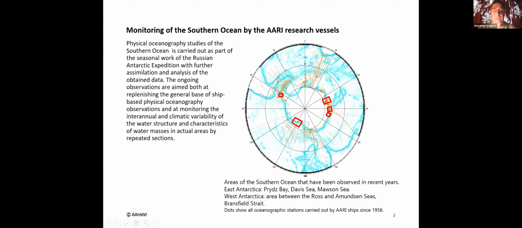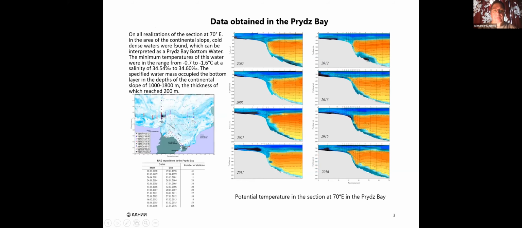So we have such stations in the area of Prydz Bay, Davis and Mawson Sea. It is East Antarctica. But for the last several years, we make these stations in the Bransfield Strait and in the area of the Pacific Ocean near Russkaya Station. A few words about results obtained in Prydz Bay.